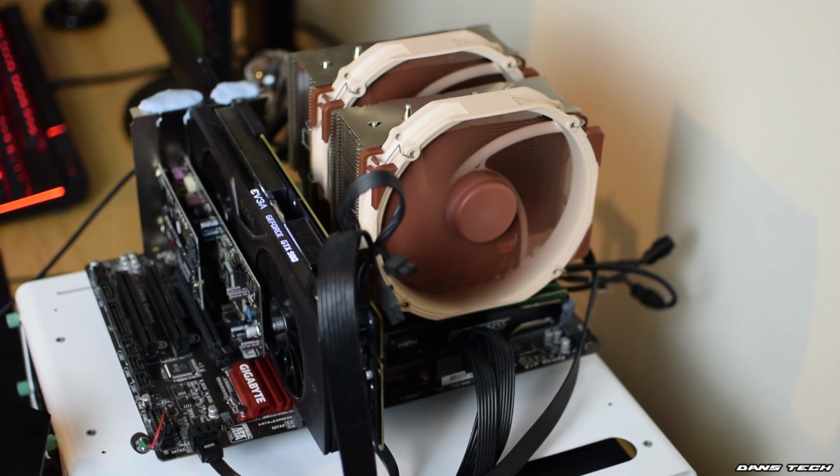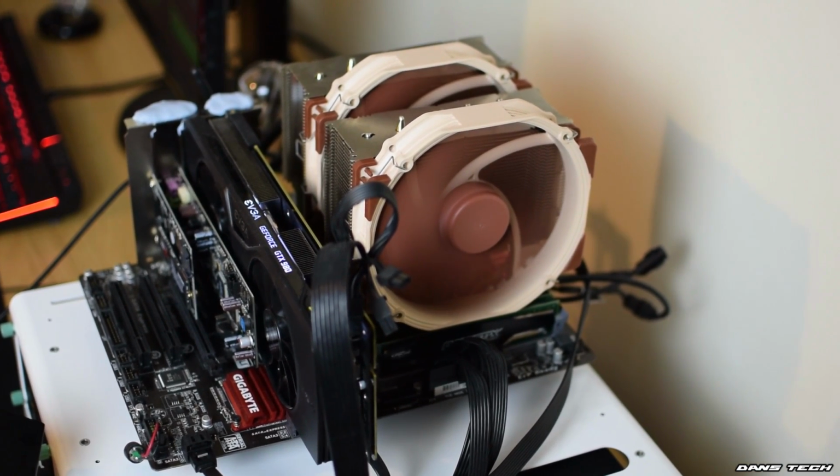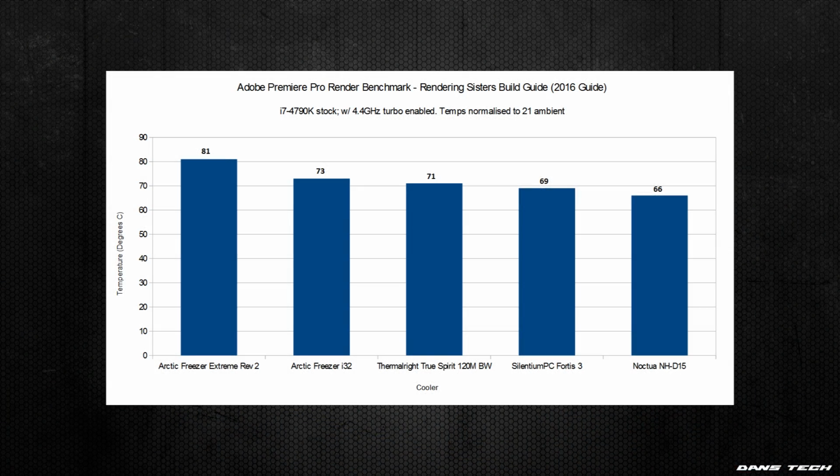Finally, onto performance, testing this cooler on my i7-4790K at stock speeds with the automatic 4.4 GHz turbo boost enabled, this cooler was able to keep my chip at a cool running 66 degrees. This was, of course, while running my usual benchmark of rendering out the quite intensive 2016 How to Build a Gaming PC guide in Adobe Premiere CS6.